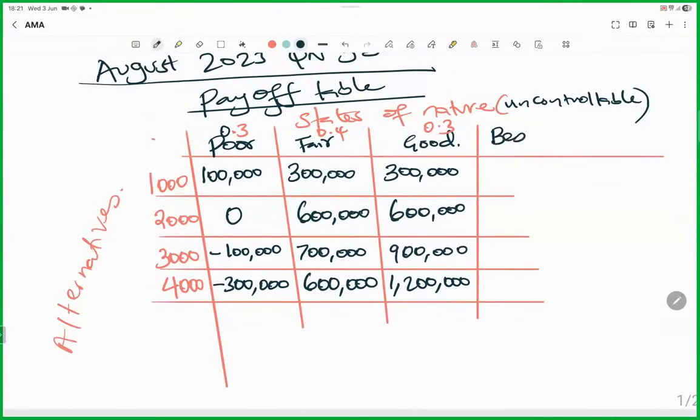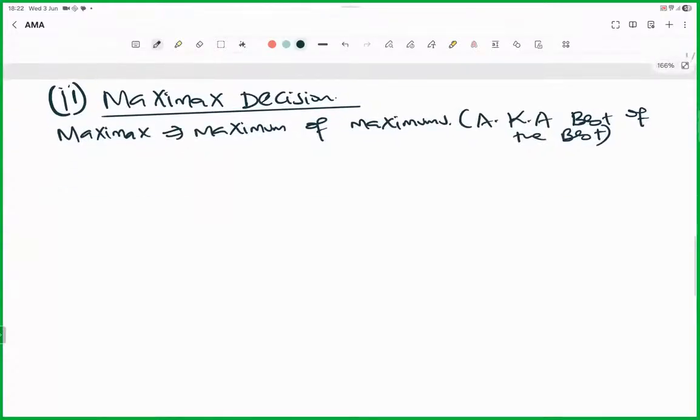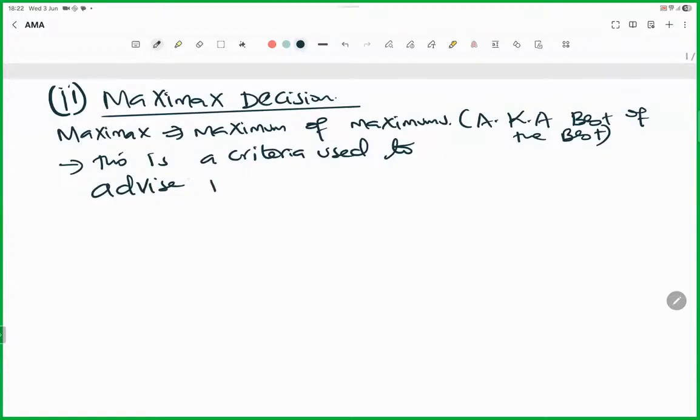Best. Because again, if you remember very well, normally this is a criteria used to advise risk takers, or in this case what we call optimists. Those who always expect the best in life.